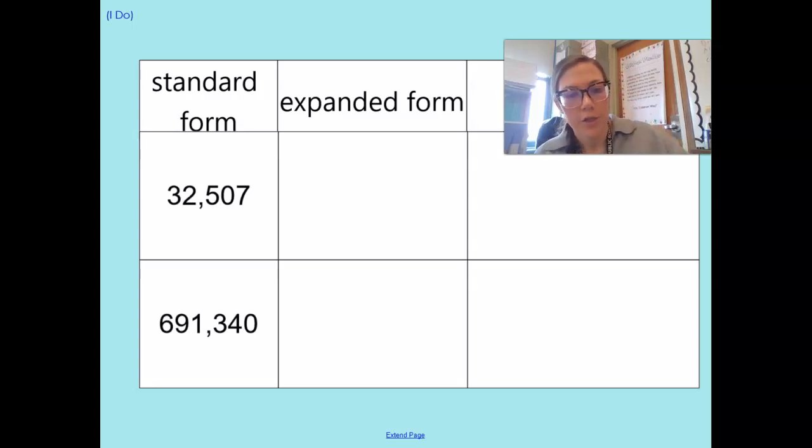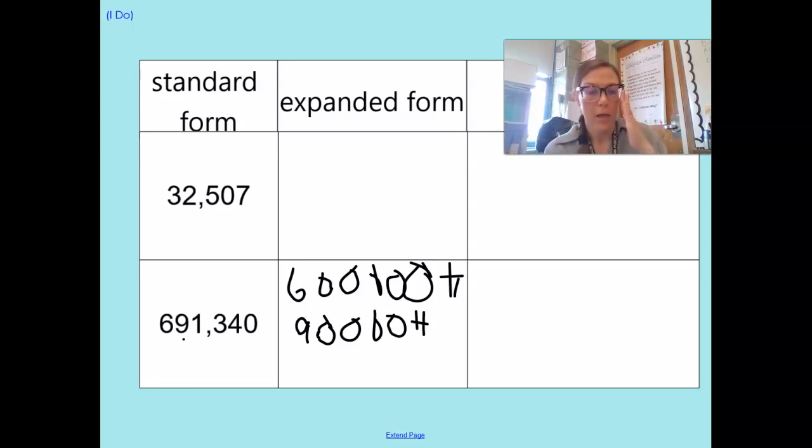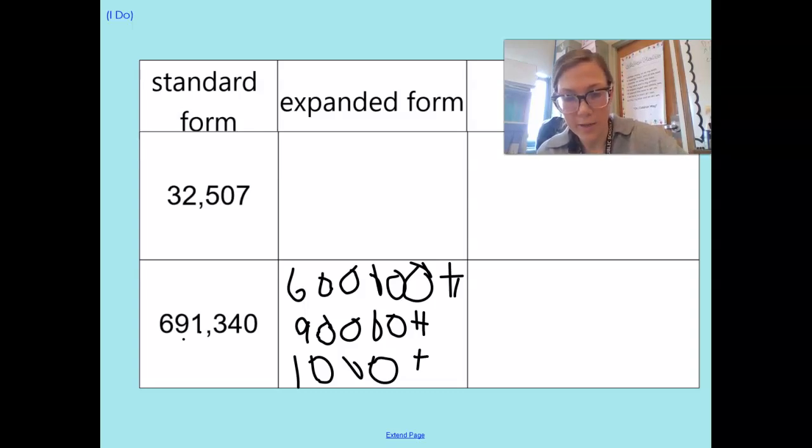691,340. Okay, so first I pull out by value. The digit 6 means 600,000. Plus. Now I do the digit 9, which is 90,000. Making zeros is tricky on this. Plus. Now the 1 means 1,000. Now a plus. The digit 3 means 300.